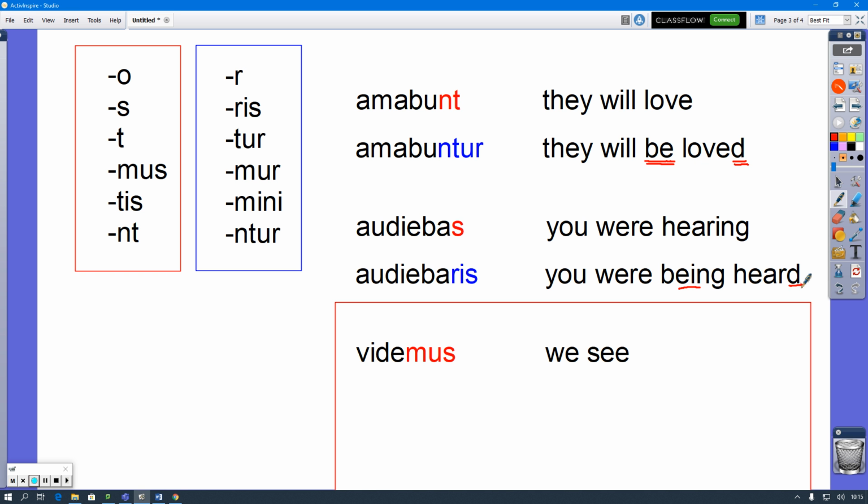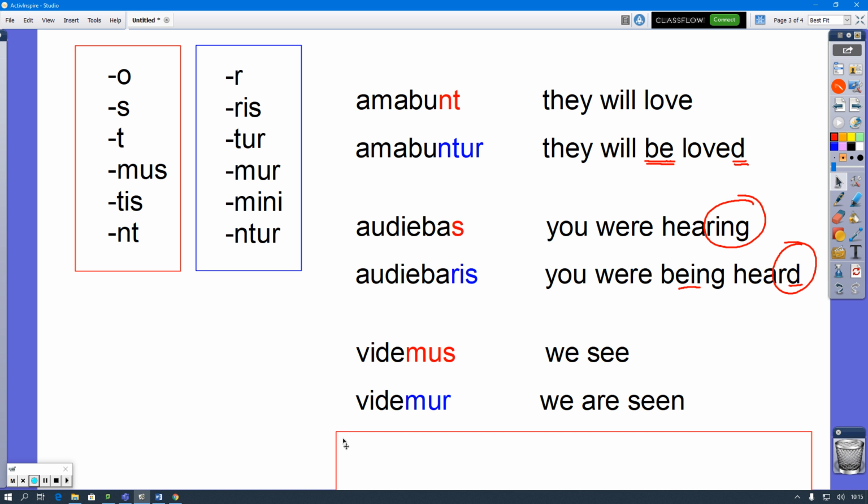It is important that we spot the difference between hearing and heard. You were hearing, you're doing that, that's active. You were heard, that's happening to you, and that's passive. Finally, videmus, we see. If we make it videmur, it becomes we are seen. And here English is playing games because instead of having ed, we have en instead. It would be nice to say we are seed, but sadly incorrect.